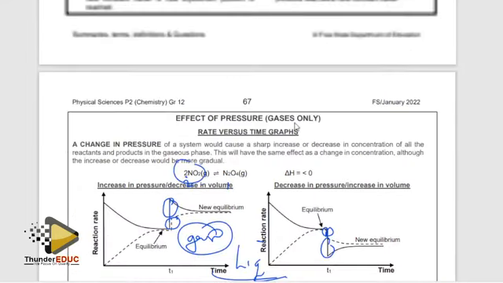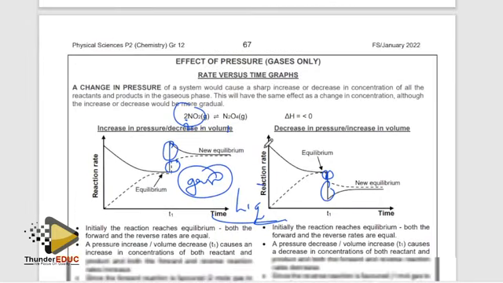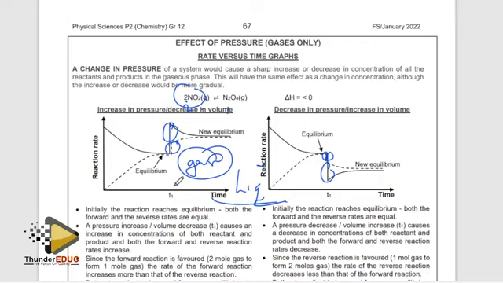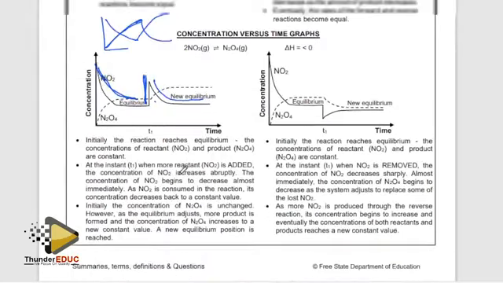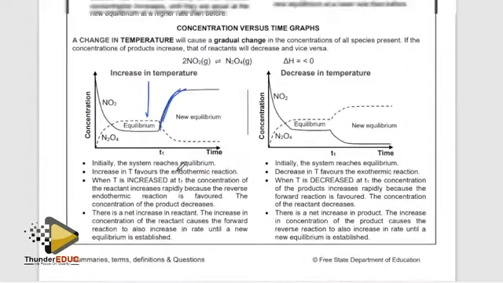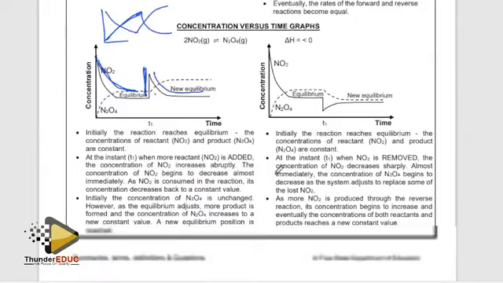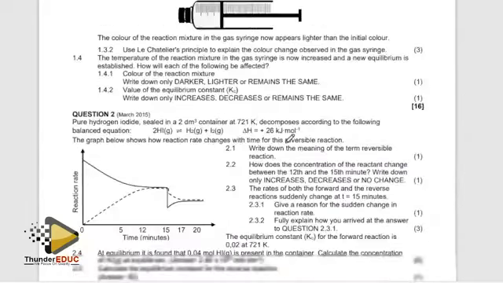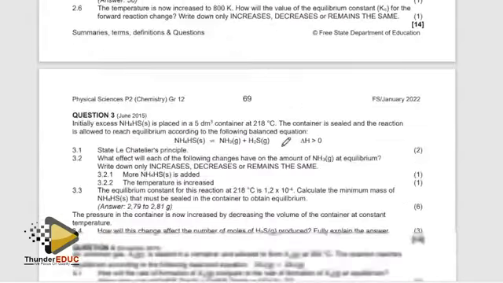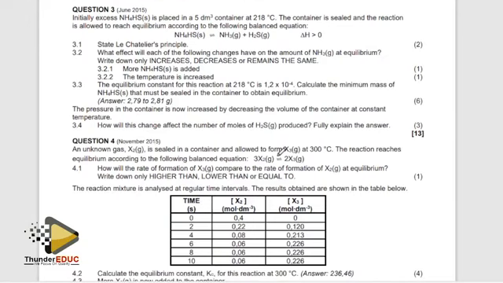Then concentration, one is spiking, then another one is gradual, and then temperature, both of them are gradual. Both of them are gradual. You see? So please, you need to know that before you go to the paper, because if you go to the paper without knowing them, it might affect you. So that is the first thing you need to understand. The second thing is reactions.